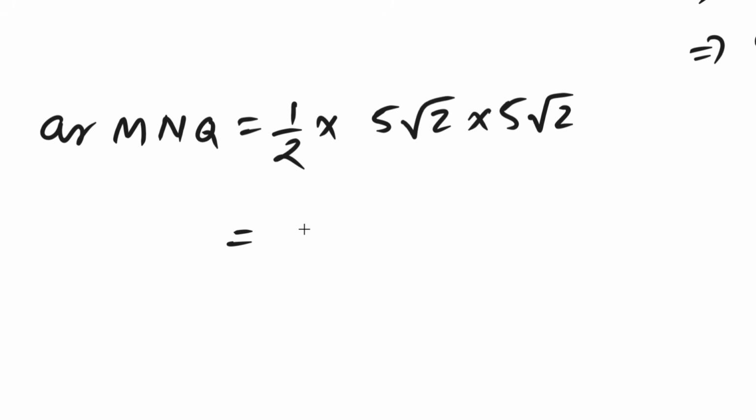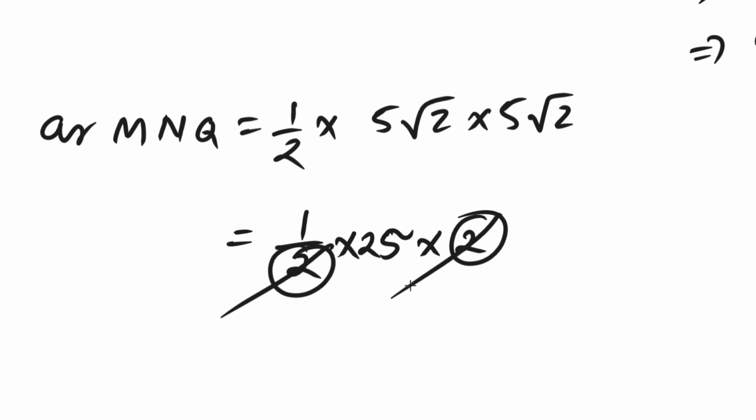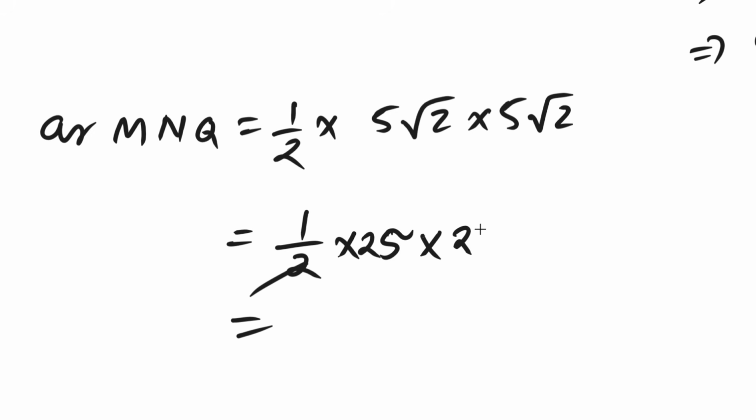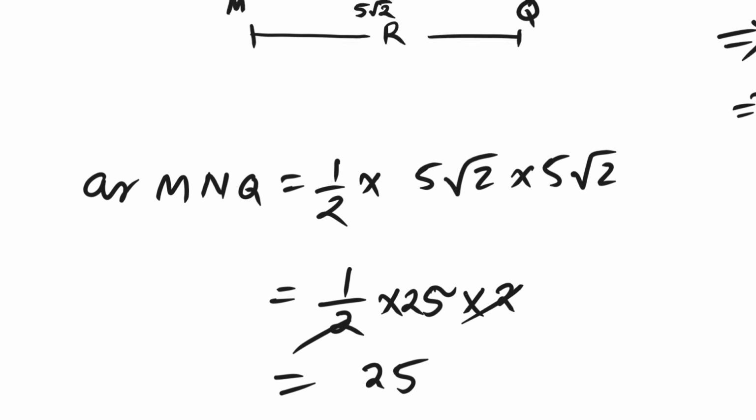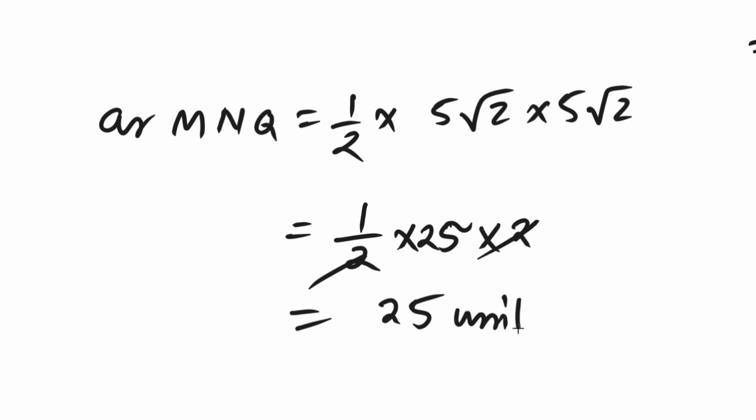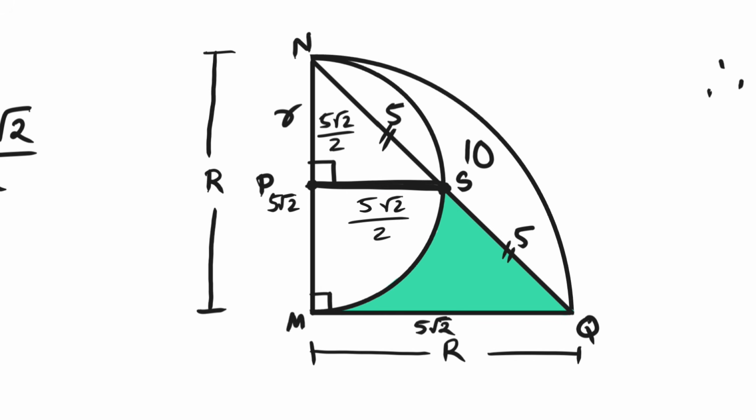Therefore, we get 1/2 multiplied by 25 multiplied by 2. The 2 in the numerator cancels with the 2 in the 1/2, leaving us with 25. So the area of triangle MNQ is 25 square units. Now let's calculate the area of the smaller triangle NP.